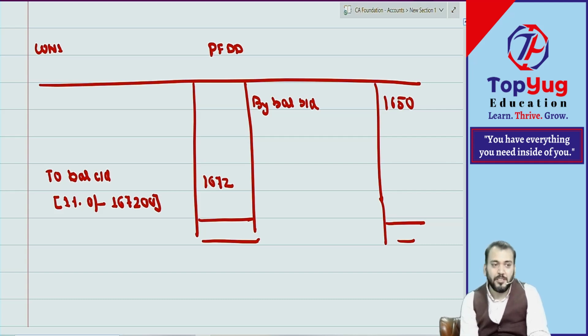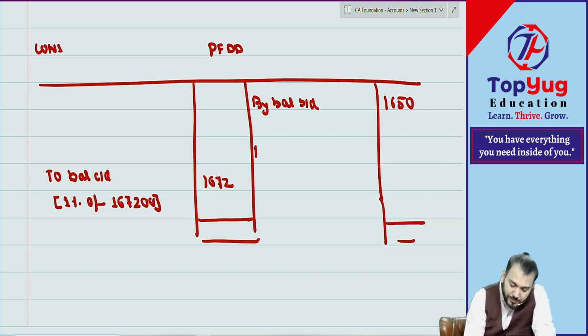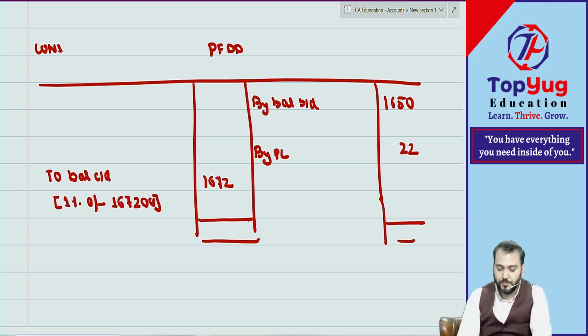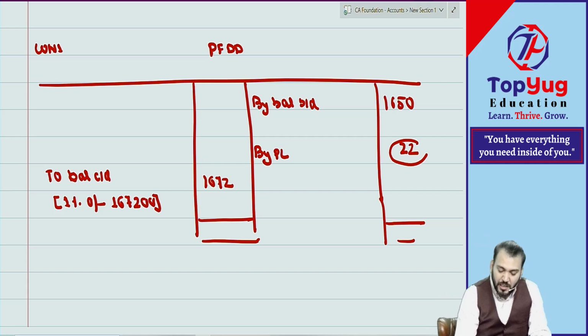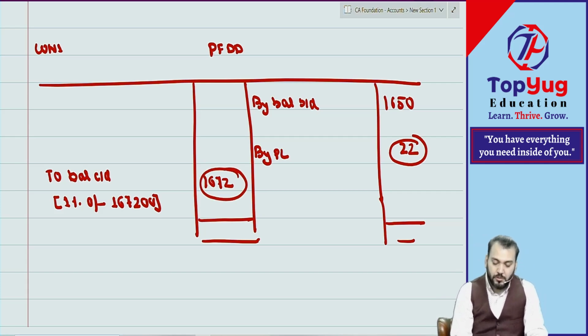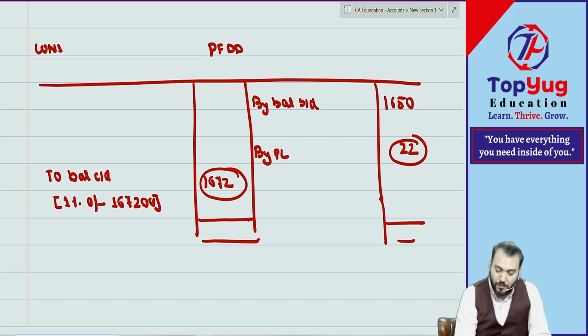Is there any bad debt given in trial balance? Is there any bad debt given in adjustment? No. So it means the difference will be by PL account, means this much will be created. How much created? 22 only. This much will be created. This will go to PL and this will go to the balance sheet. 22 will go to PL and 1,672 will go to balance sheet na.